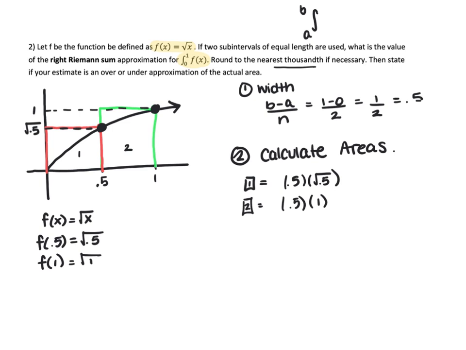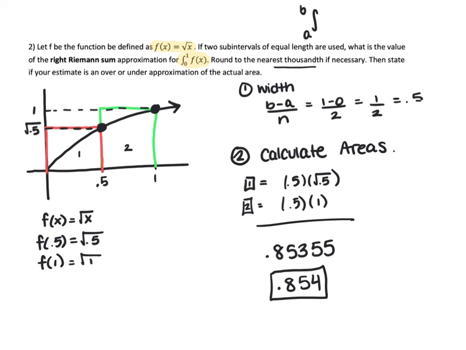All right, so you should be getting an area of 0.85355. So 3 places would make this 0.854. And that would be the area under the curve from 0 to 1. Now, is this an over approximation or an under approximation? Well, look at all this extra area up here. So clearly, this one would be an over approximation. Now, this area is a very small area because only from 0 to 1 is a very small curve. I just exaggerated the way that it looks.